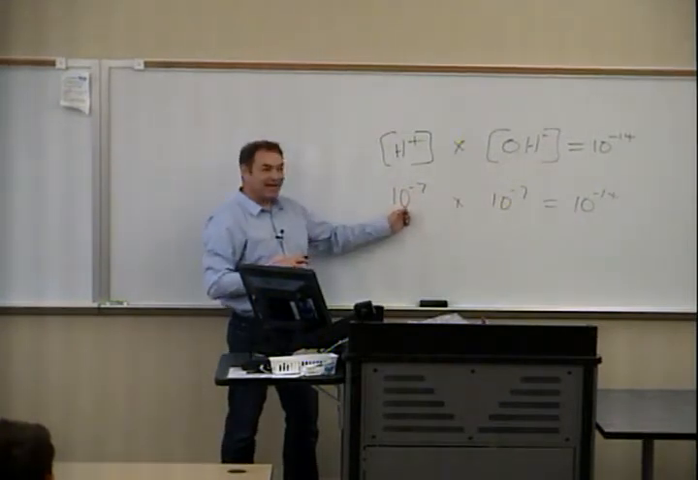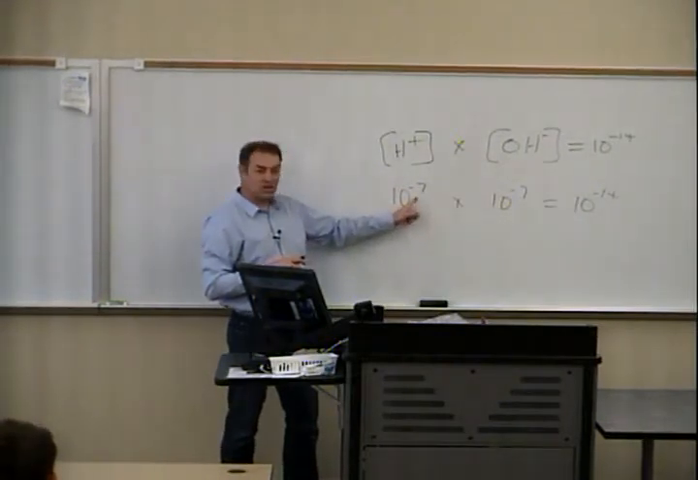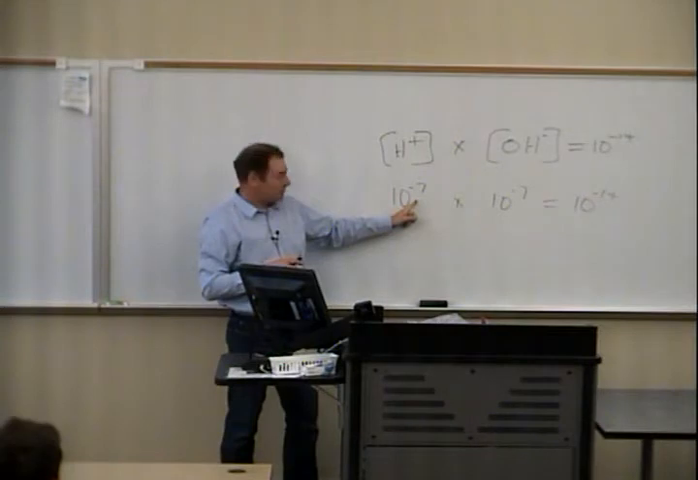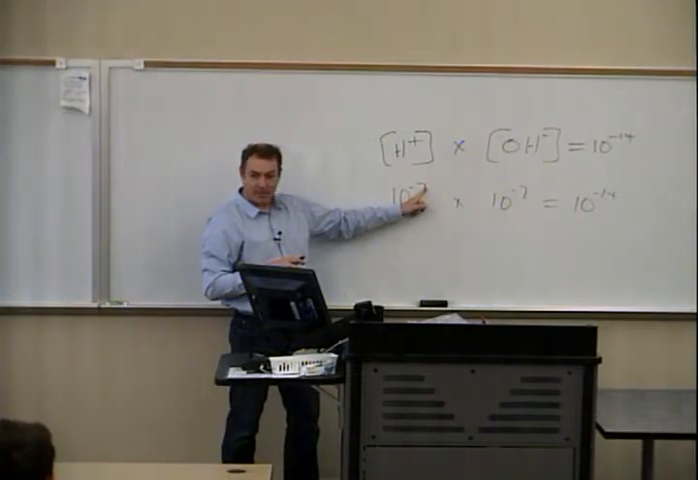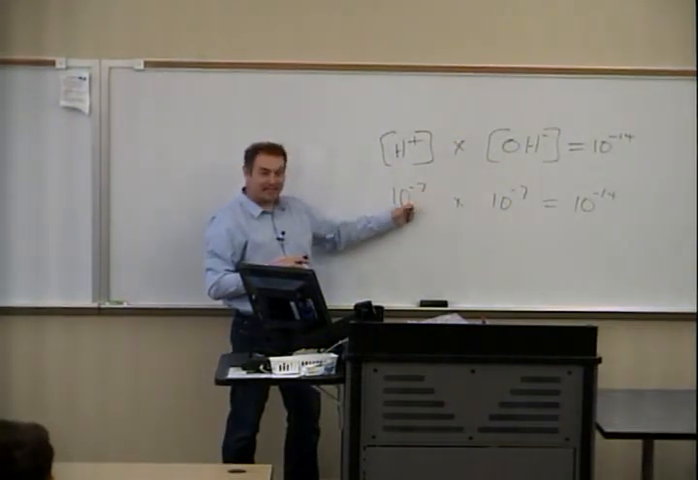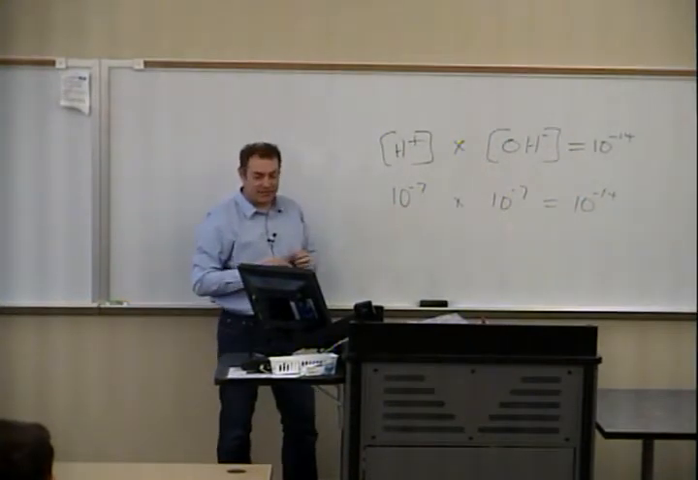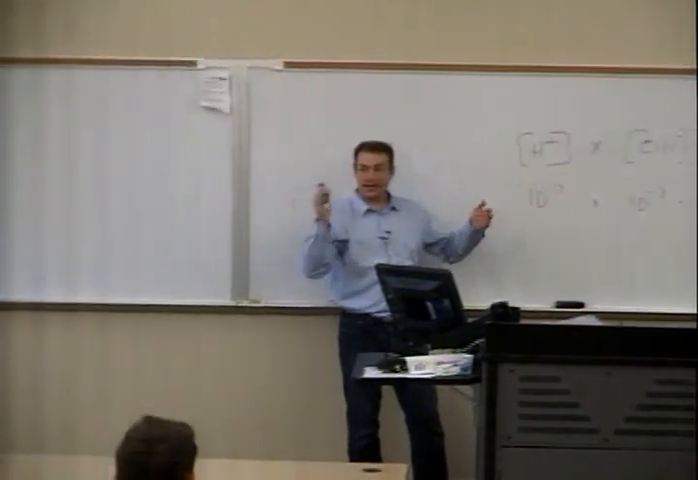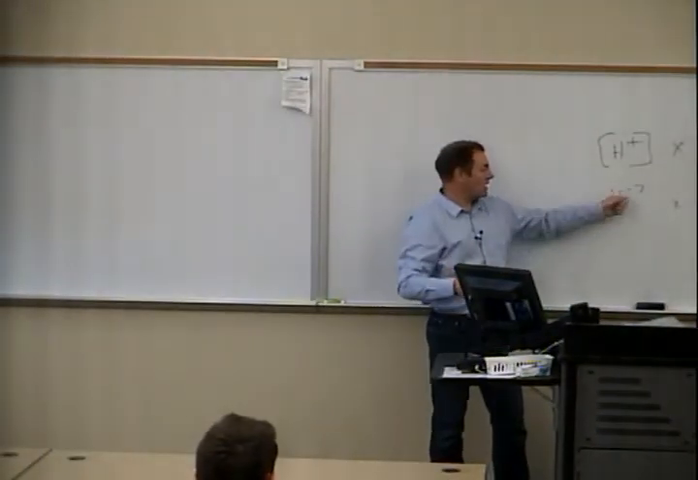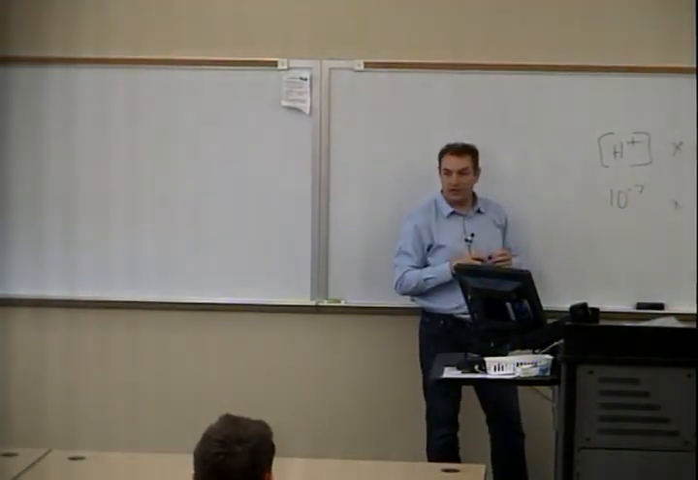Now remember, a hydrogen ion concentration greater than 10 to the negative 7 is going to be any exponent that is numerically smaller than 7. Is everyone okay with that? So anything that's greater than 10 to the negative 7, 10 to the negative 6, would be a higher concentration of hydrogen ions.